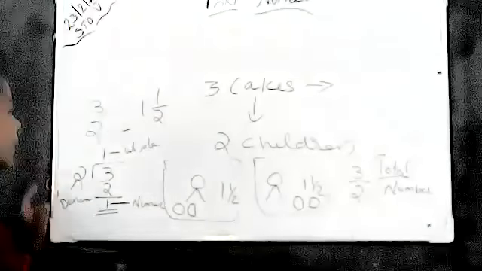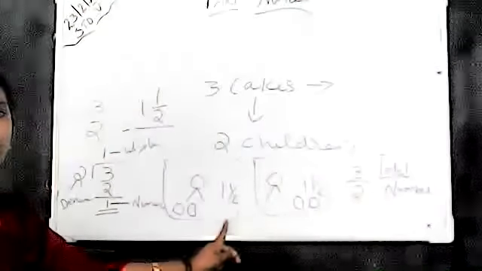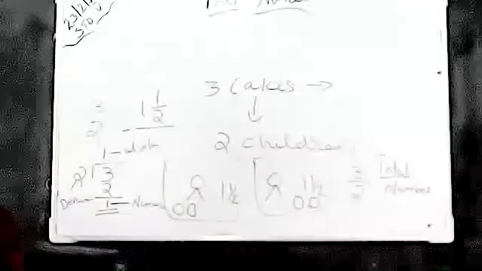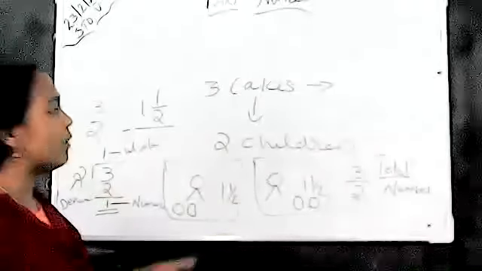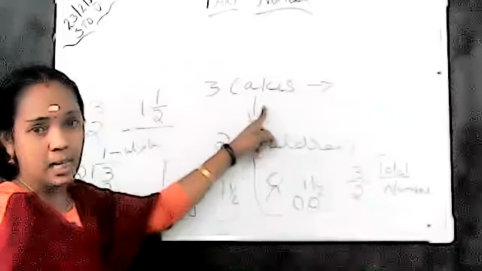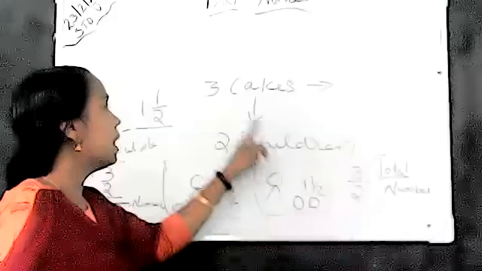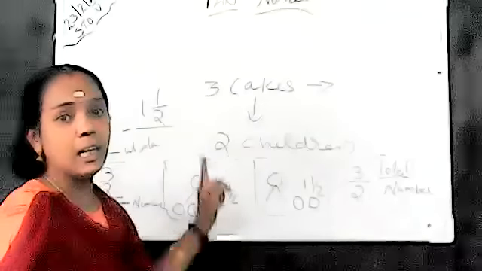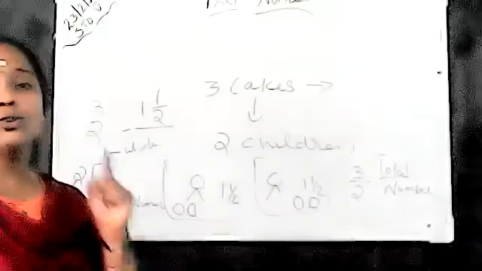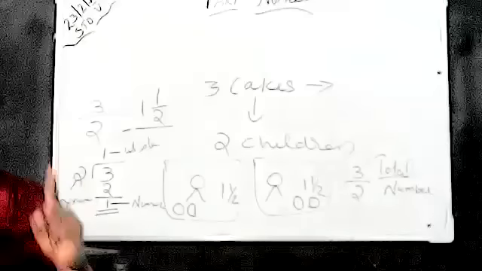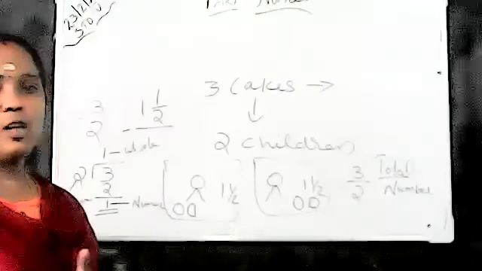Okay. Well, how is the fraction? How many does each child get? 1.5 quotient. Okay. Again, I will explain one more time. 3 cakes are equally divided between 2 children. How much does each one get?